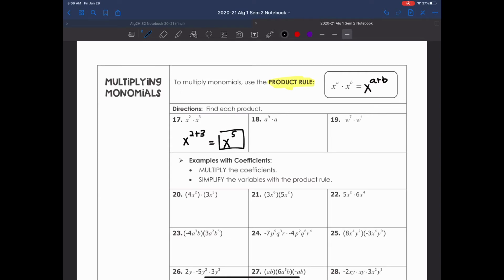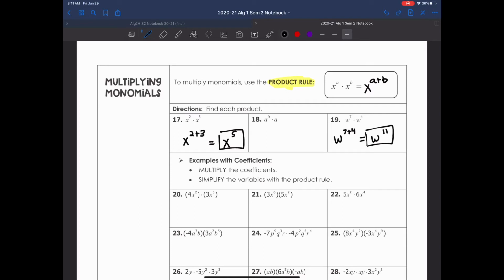Okay, let's look at number 19. We have w to the 7th times w to the 4th. Once again, we have the same base. The base of the exponent here is w. And since I'm multiplying two things with the same base together, I can simply add the exponents together. So I have w to the 7 plus 4, and we know that 7 plus 4 is 11, so this condenses to w to the 11th power.